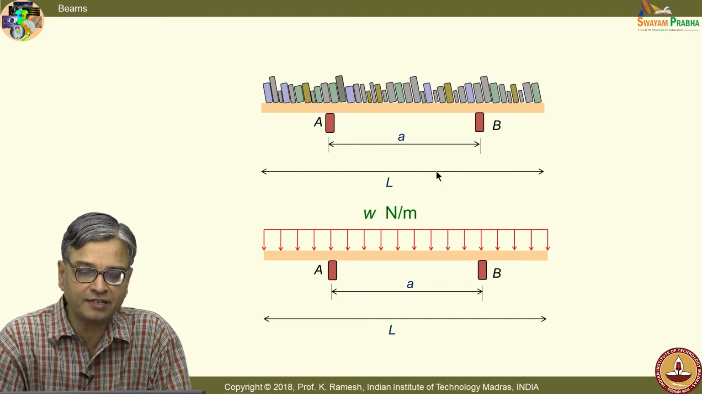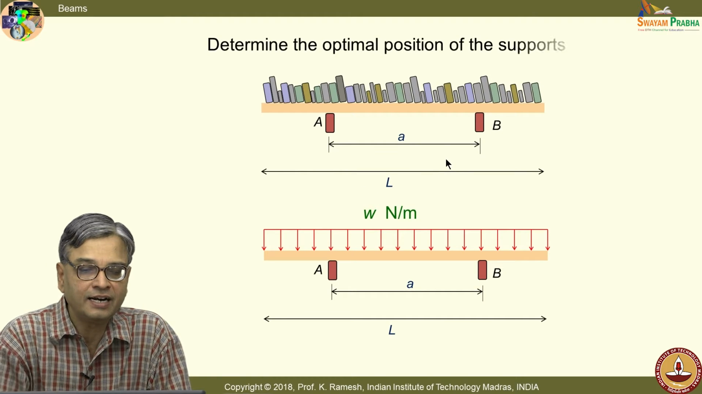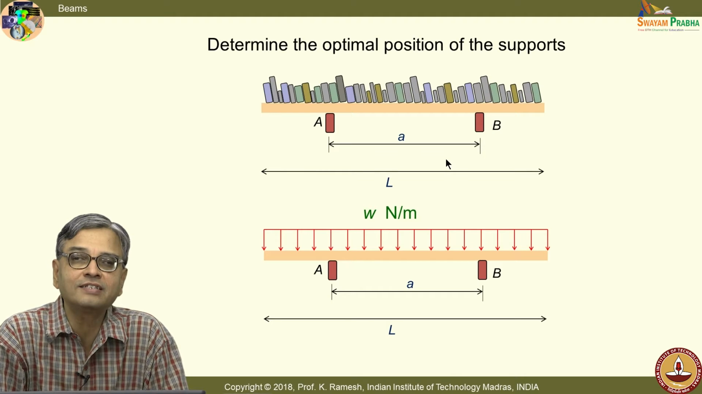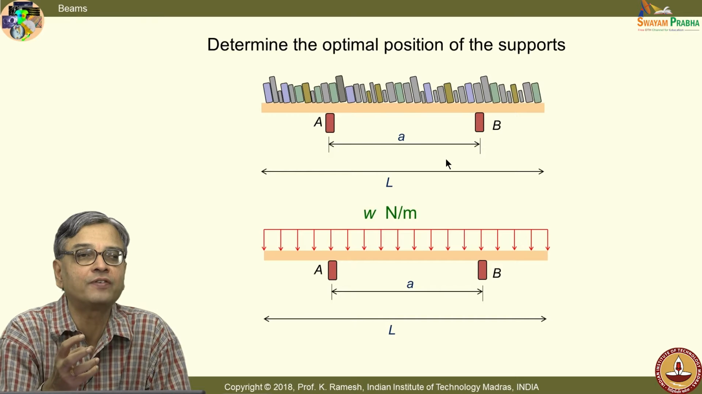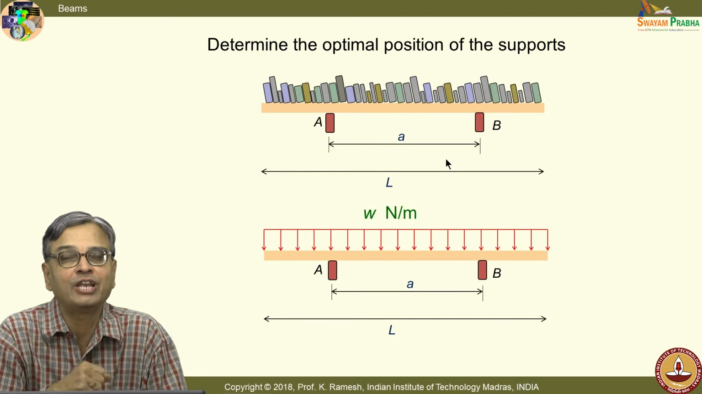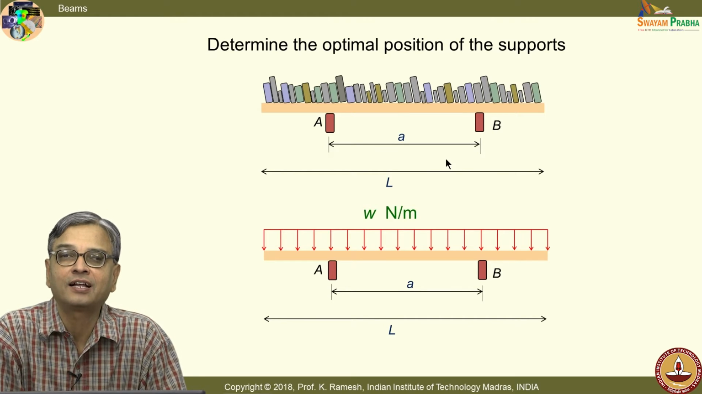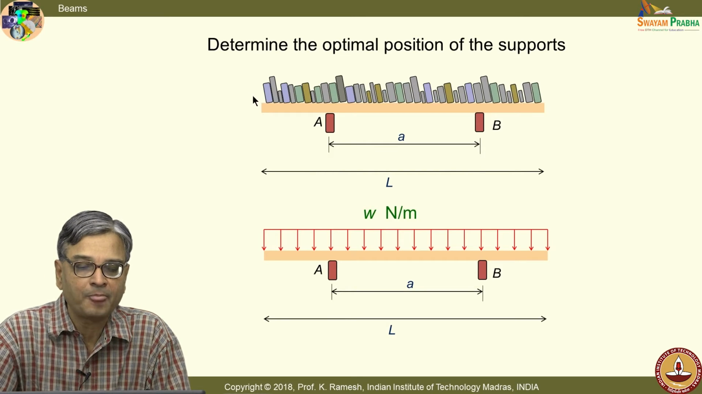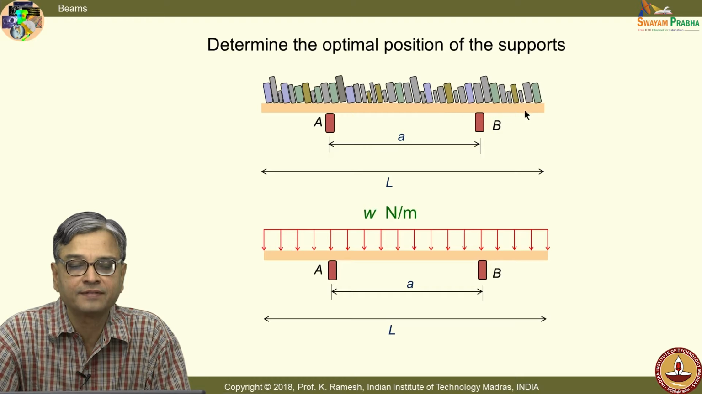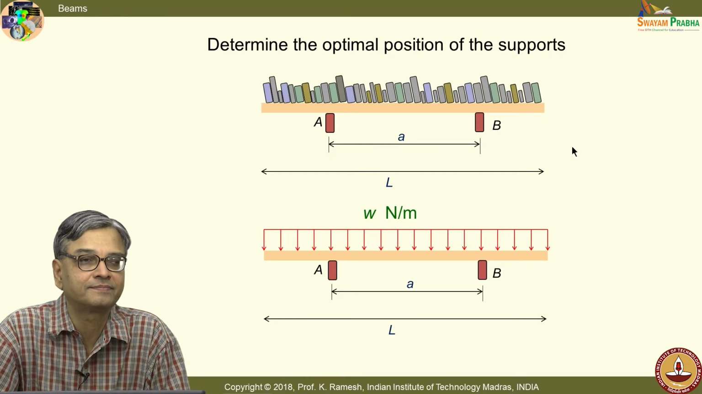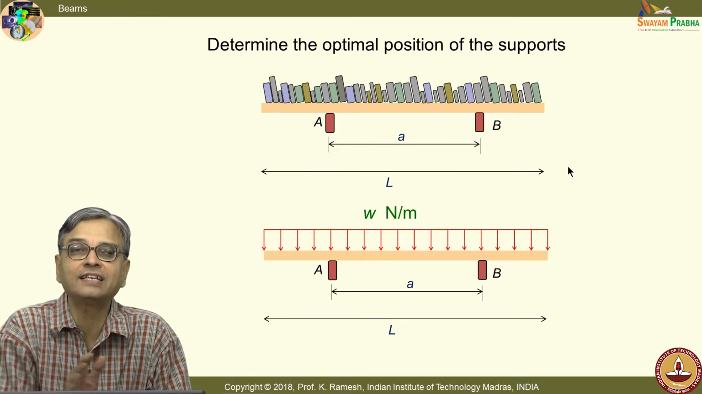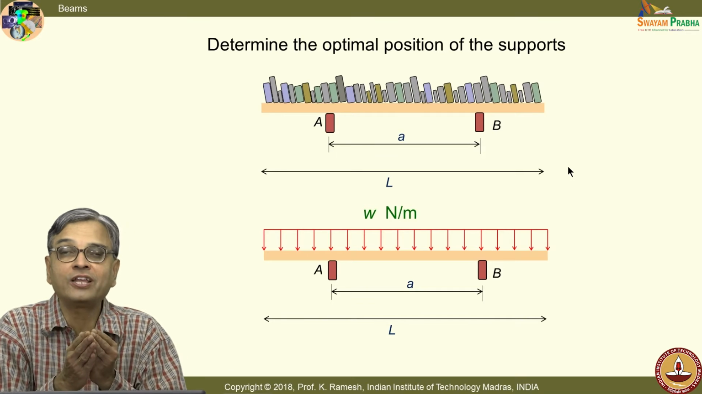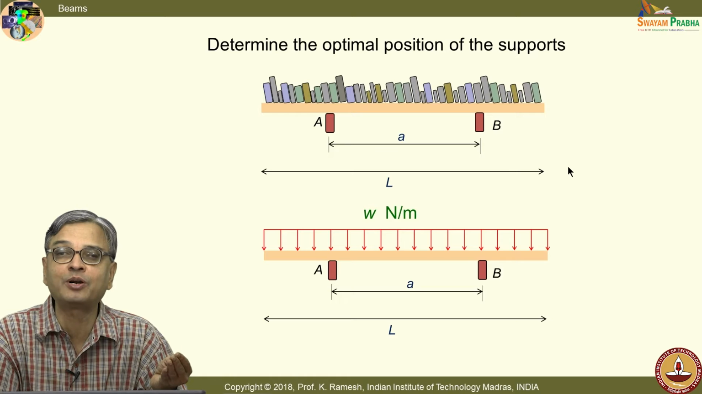See, the question here is, determine the optimal position of the supports. So, you have to understand how do I impose the condition of optimality. When do you say the supports are located at optimal positions? You know very well that bending moment is going to vary along the length of the beam. And do you realize by adjusting the supports, you can modify the variation of bending moment on the length of the beam?